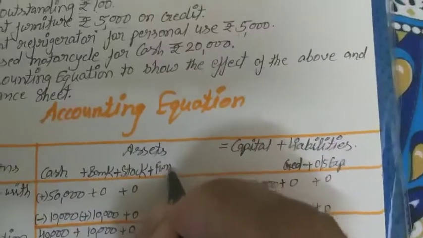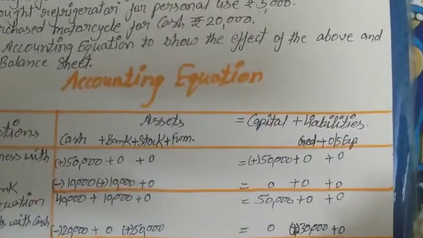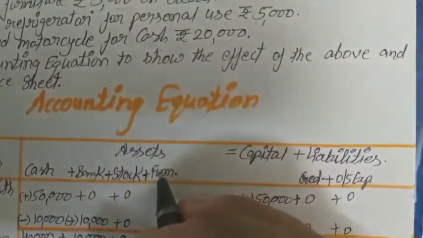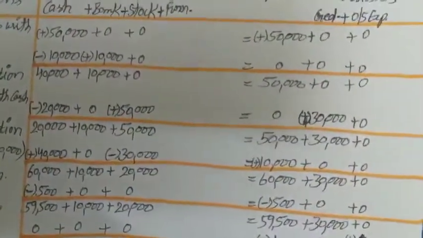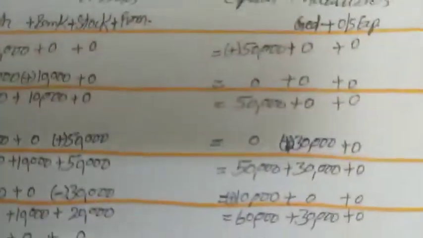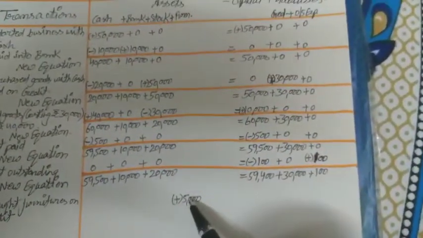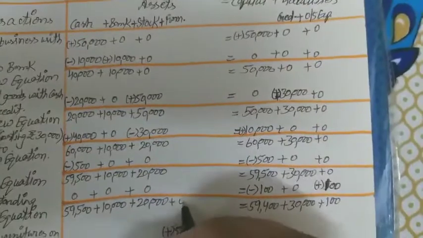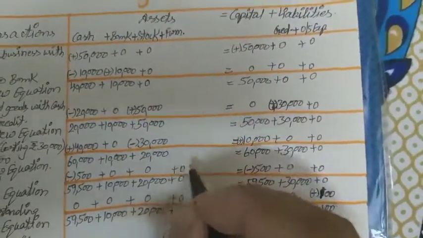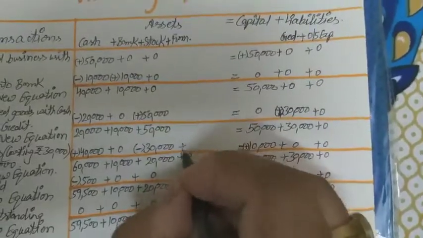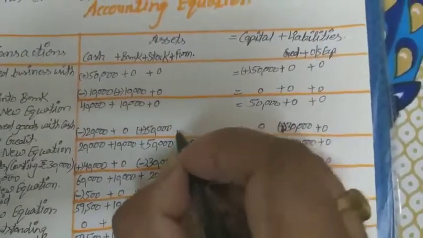So furniture. Okay, FURN I have written here for furniture. Furniture is written there, so it will increase with the amount of rupees 5,000. Okay, furniture 5,000 and above it is 0. It was 0 in the above transaction, so I will make it 0.